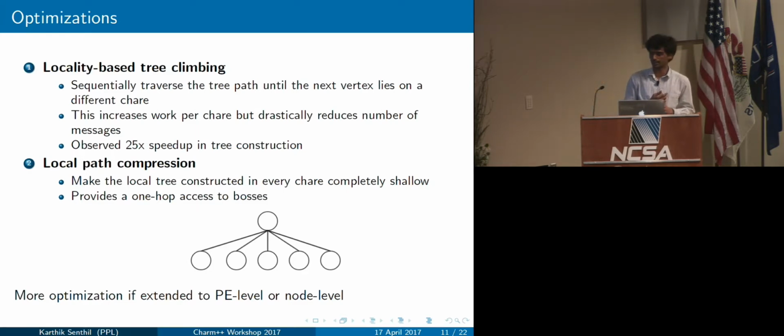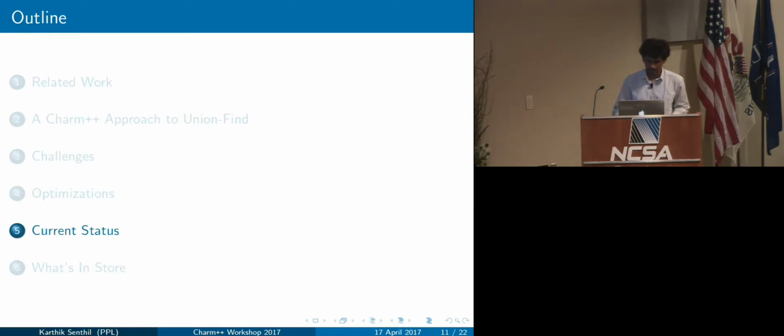So what you're effectively doing is building a shallow tree within your chare, and sometimes this gives you one-hop access to your bosses if your entire tree is within the same chare. Of course, these optimizations are more meaningful and more promising if we extend to PE level or node level, and that's on our cards for the future work of this library.